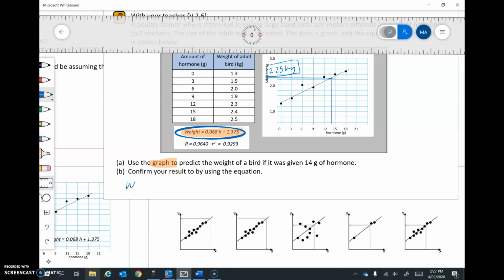So we're going to substitute into this equation now. I'm just going to use W for weight equals 0.068. Now H this time is the amount of hormone, so H is equal to 14 grams. So I'm going to put a 14 in for H. So we're substituting 14 into the equation.